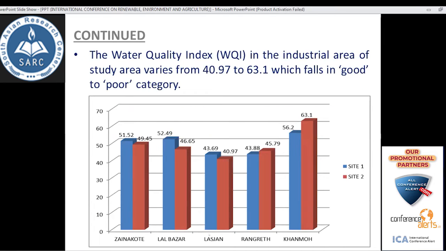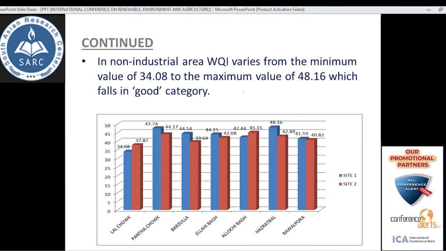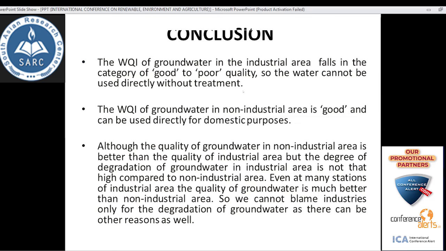Now, these are the water quality index graphs. This is the graph of the industrial area. We can see that the water quality index ranges from the minimum value of 40.97 to the maximum value of 63.1, which falls in the good to poor category. And this graph is about the non-industrial area. We can see the minimum value is about 34.08 and the maximum value is 48.16, which falls in the good category.